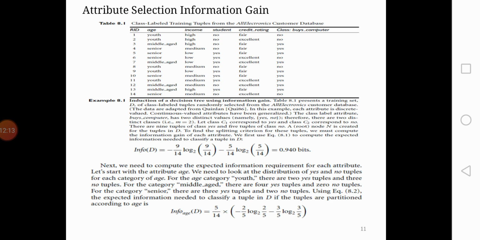How did we get 5? In total, how many tuples are there under the youth value? There are 5 tuples: 2 yes tuples and 3 no tuples. The combination of these two has 5 tuples. That's why it is 5 by 14 into the same thing, info D, which according to the first formula is minus 2 by 5 log 2 by 5 minus 3 by 5 log 3 by 5, where 2 is the yes tuples and 3 is the no tuples.